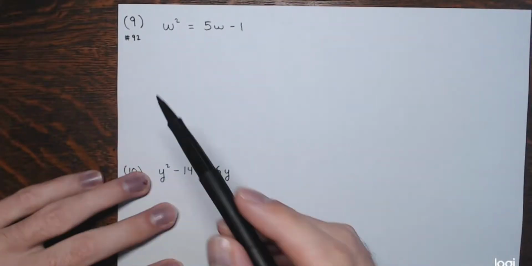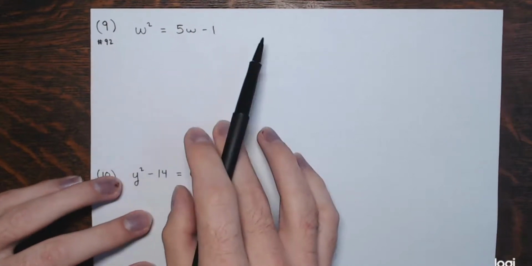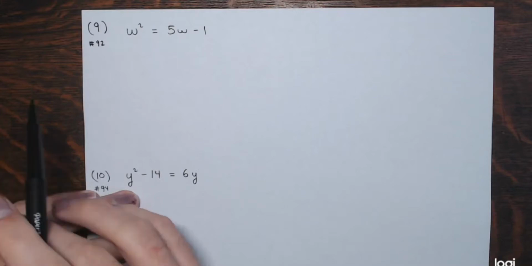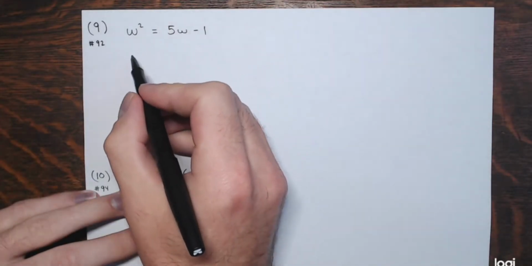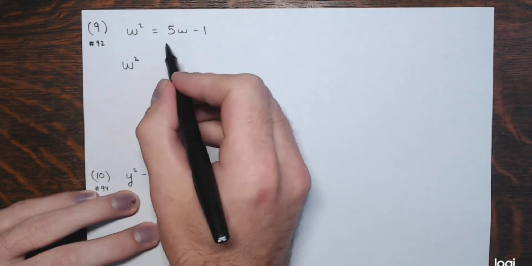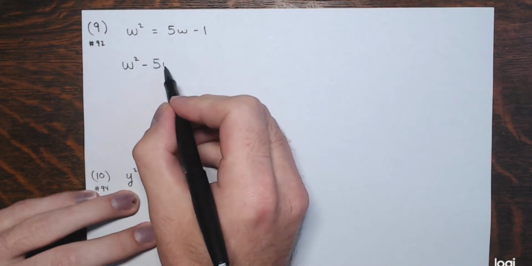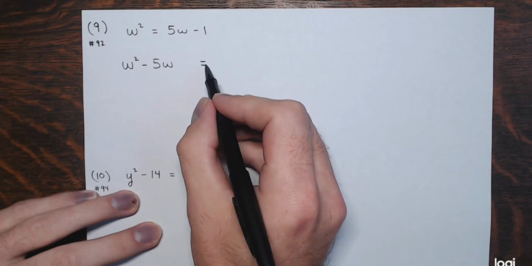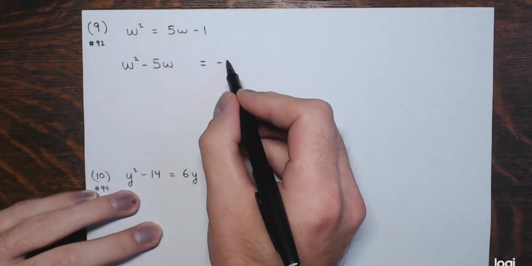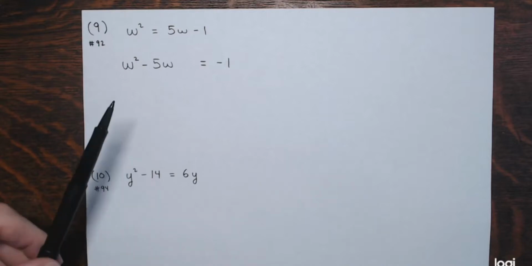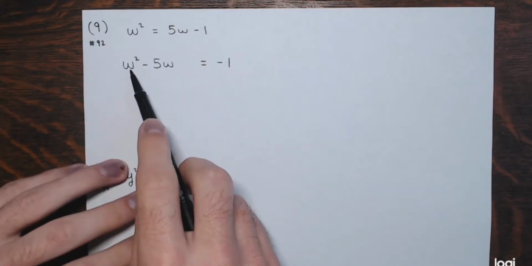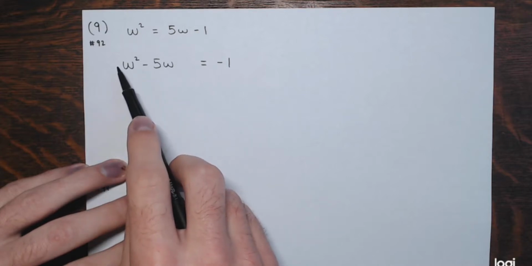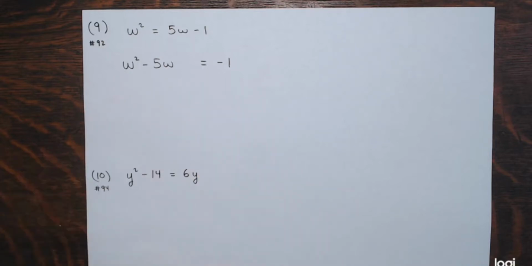Alright, so example 9, exercise 92 from the text. And same thing, it's not the way I want it just yet. Here I would subtract 5w, so we get w squared minus 5w. That takes the quadratic term and the linear term to the same side. And then equals, if I subtract 5w, I still have negative 1 on the right. Now I have what I want: quadratic term and linear term on their own side. The coefficient of the quadratic term is 1, so I can complete the square now.